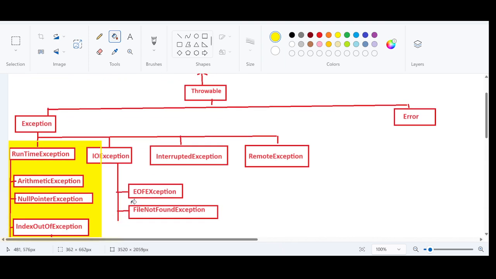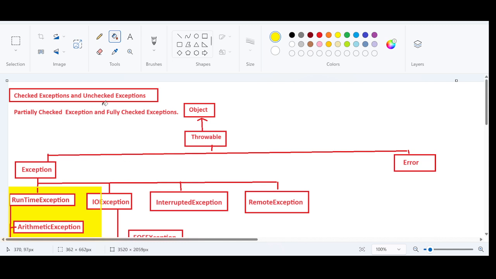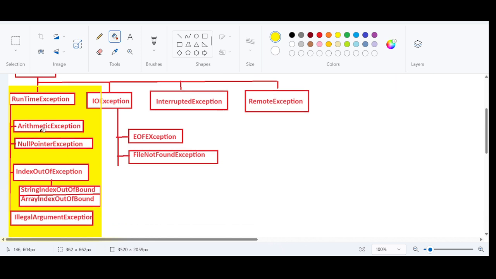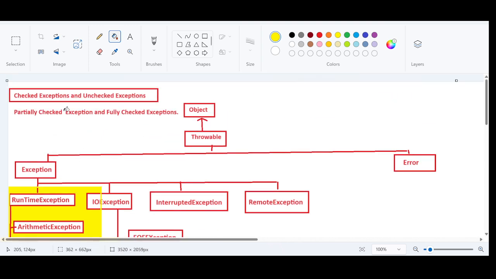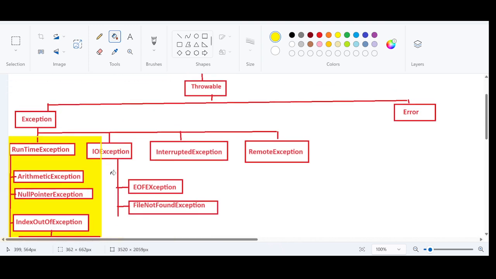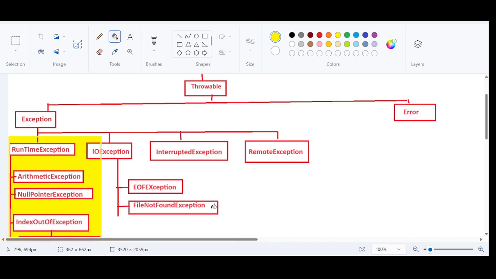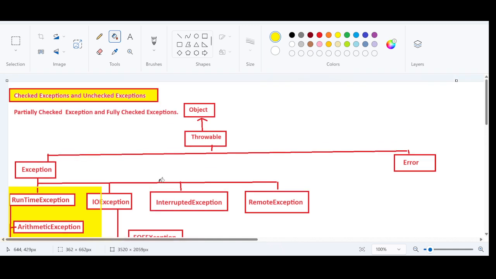If anyone is asking you, can you give me any two examples of unchecked exceptions? You can obviously give runtime exception. You can give arithmetic exception as one example and null pointer exception as one example. You can give arithmetic or index out of bound exception. If anyone is asking you to give some examples of checked exceptions, you can say IO exception. File not found exception is a checked exception.